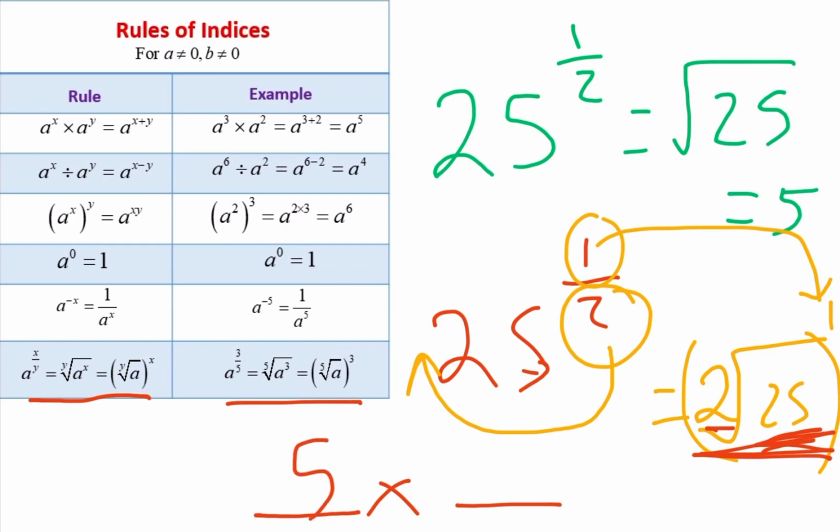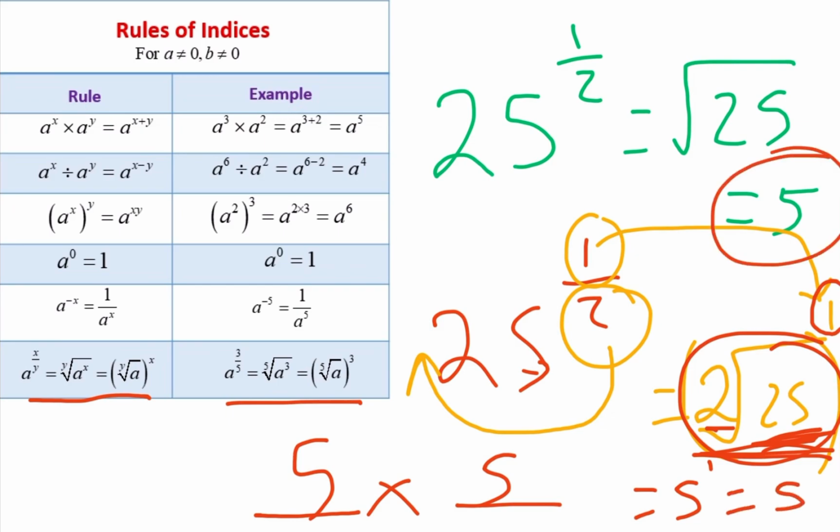So what two numbers multiplied together give you 25? It's 5 times 5, which gives 25. They have to be the same number, by the way. Can't be two different numbers, the same number. That's why they're square numbers. So this entire bracket is equal to 5. And then you've got a 1 on the top as a power. So 5 to the power of 1 is equal to 5. And that was the answer that we got here.